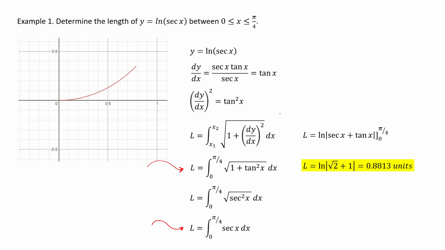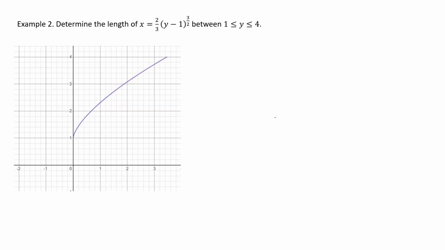All right, let's try to determine the length of x equals 2/3 times y minus 1 to the power of 3/2, between y greater than or equal to 1 and less than or equal to 4. This is your limits of the length in the y direction. Meaning we should be integrating with respect to y.